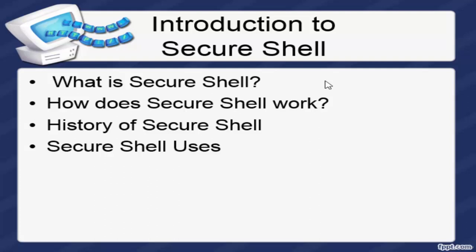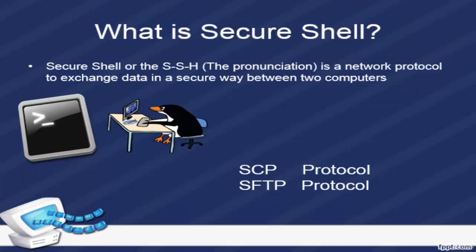Okay, let's start the lesson, and our first question is, what is Secure Shell? Secure Shell, or as to pronounce SSH, is a network protocol to exchange data in a secure way between two computers. The main purpose of SSH is to administrate and execute commands on a remote computer. SSH is used by other protocols such as Secure Copy Protocol or SCP and Secure File Transfer Protocol or SFTP to transfer and manage files between two computers.